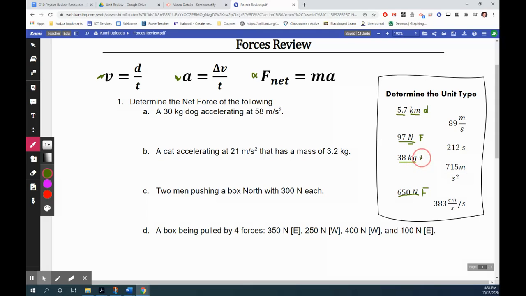38 kilograms. Kilograms is a mass unit. This is also kind of new. We often use pounds, but kilograms is used like in grocery stores, grams, or kilograms, we use 1,000 grams. It's a great way of measuring mass. Meters, 89 M divided by S. This is distance divided by time. M is a distance, S is a time, but when they're distance divided by time, we call it a V for velocity. And this is 212 S seconds, so this is a time.